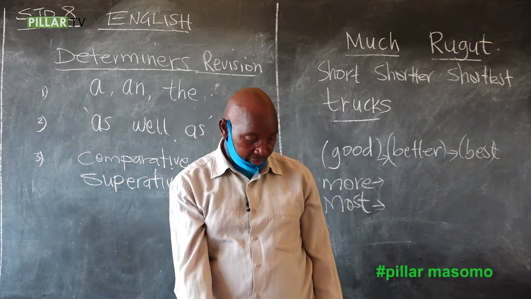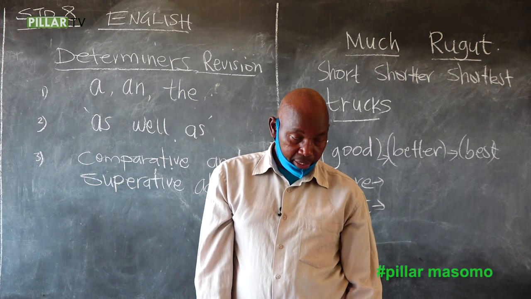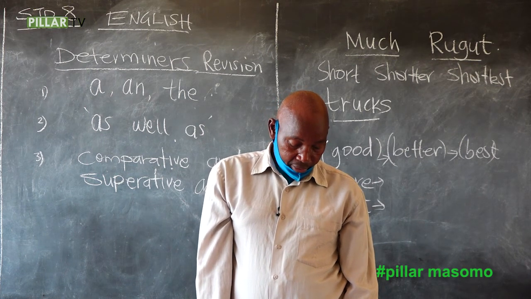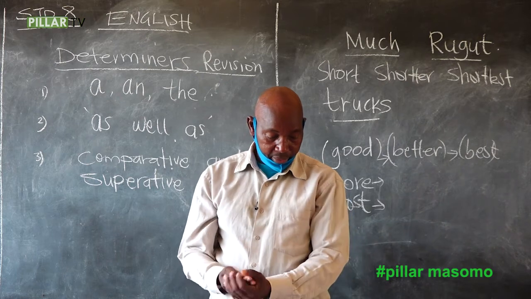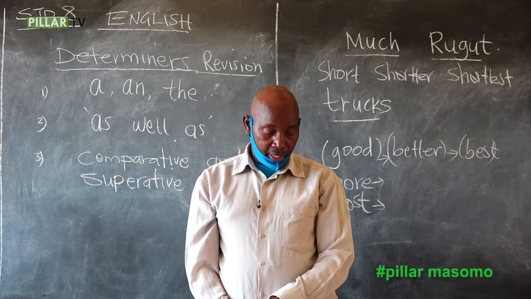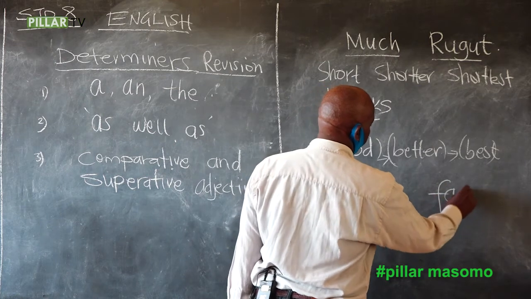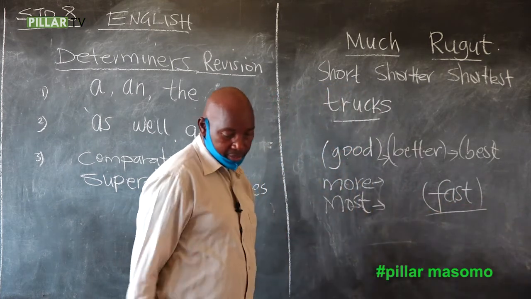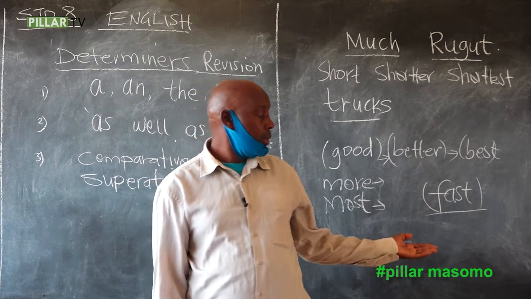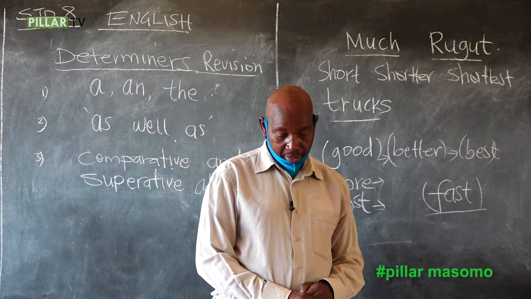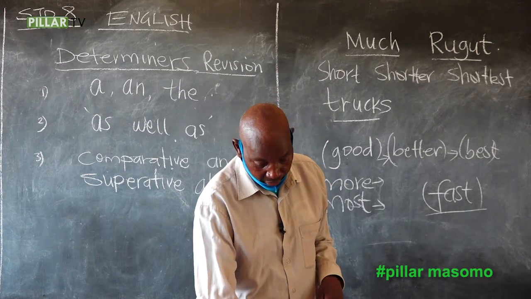Lastly, the last sentence. Ngesa is dash fast than Kilunda. Ngesa is dash, in brackets, fast, F-A-S-T, than Kilunda. So we are comparing Ngesa with Kilunda. So write the correct adjective there.